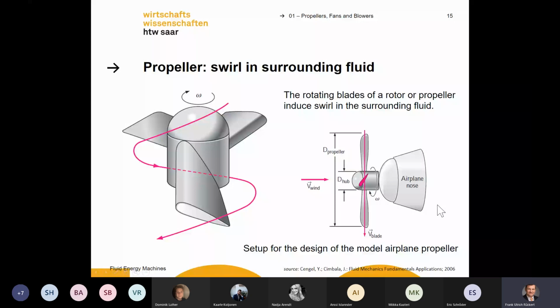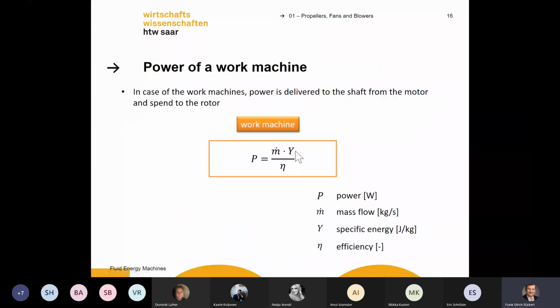Okay, but up to now, we keep it simple. First, if you start looking at work machines, the first important quantity is the power. Of course, you can calculate the power of a work machine by the mass flow and the specific energy. If you divide it by the efficiency, you get the power of the work machine.